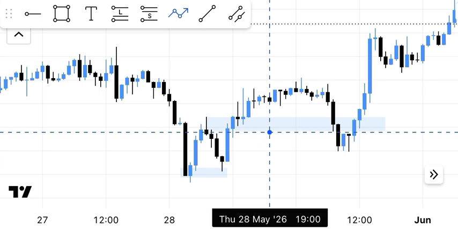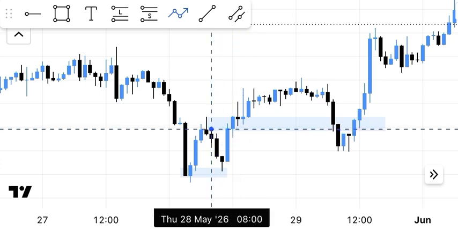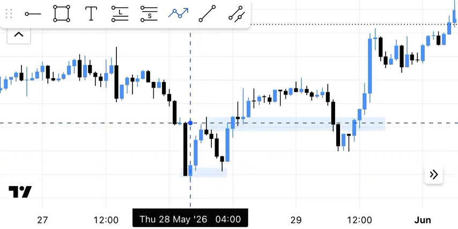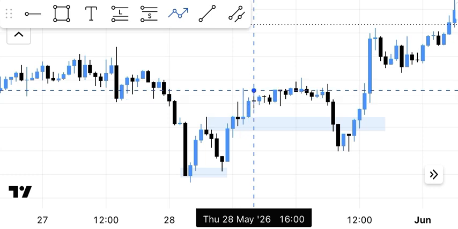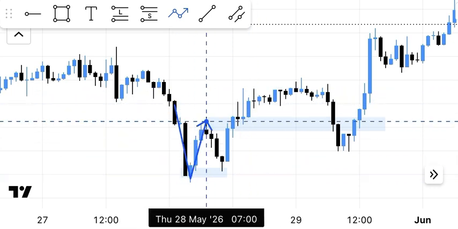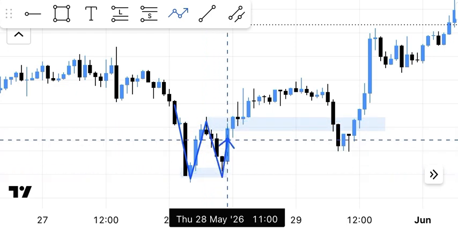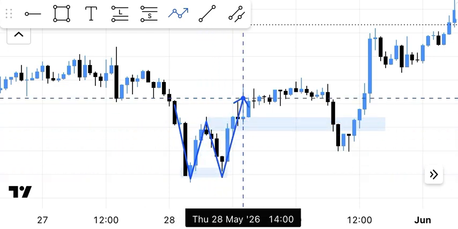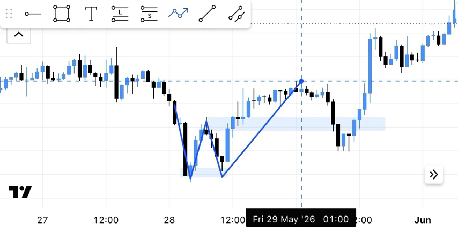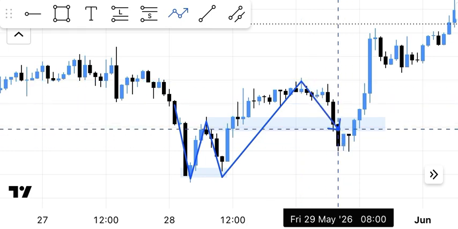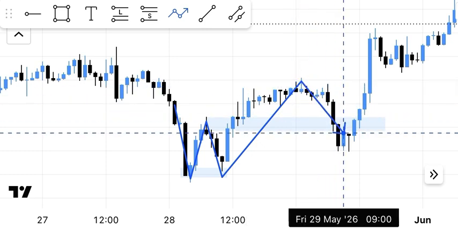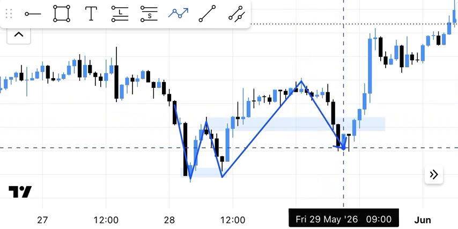So after you've marked out your neckline and your multiple rejection, all you need to do is wait for the market to break above. This is what I'm saying: mark out your multiple rejection, then this is your neckline, and you wait for the market to break above the neckline. You see, the market broke above the neckline to this level, and then started pulling back. So anytime you've marked out your neckline, all you need to do is wait for the market to pull back to the neckline axis.